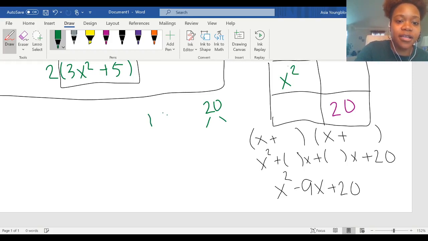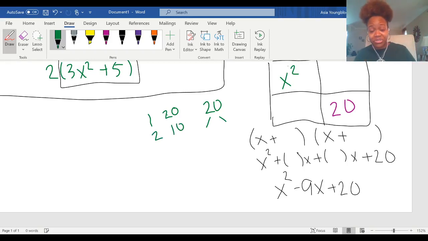We have 1 and 20. Can we combine 1 and 20 in any kind of way to get negative 9? No. We have 2 and 10. We're on the right track. 2 and 10 are kind of close, but again, you can't combine them to get negative 9.